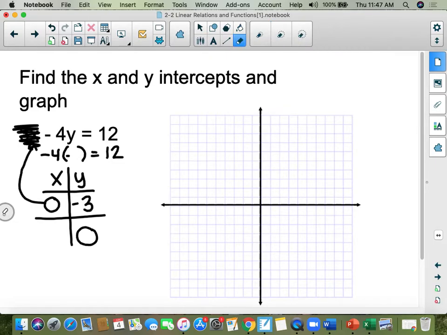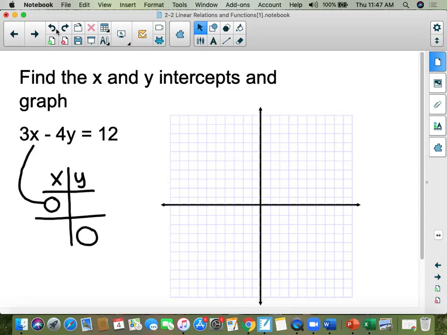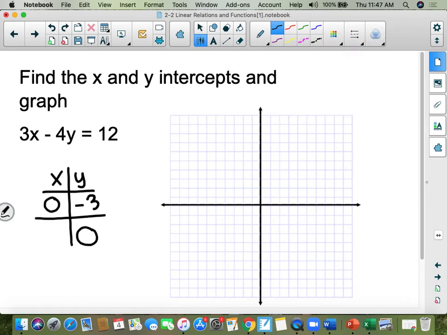Okay, let's do it again. Let's just go back. And let's do the same thing. This was a negative 3, remember? I'm going to let my y equal 0. So if my y is equal to 0, all that's gone. 3 times what would give me 12? 3 times 4 will give me 12.